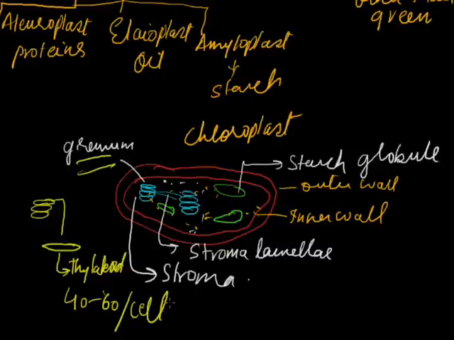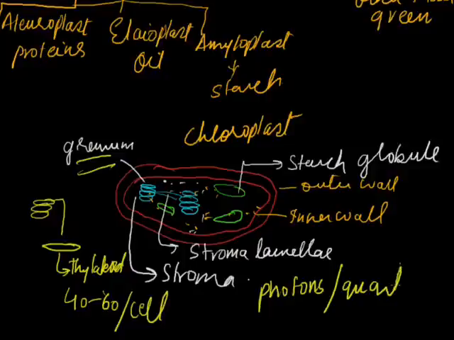Chlorophyll molecules are found inside the thylakoid membrane where they trap solar energy in the form of small energy packets called photons, or they can also be called quanta.